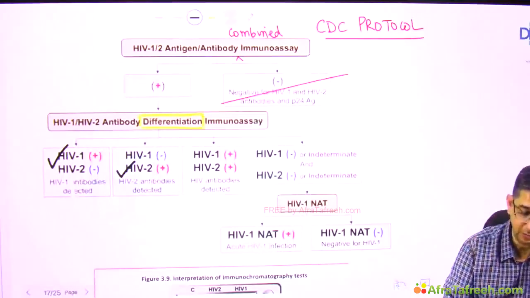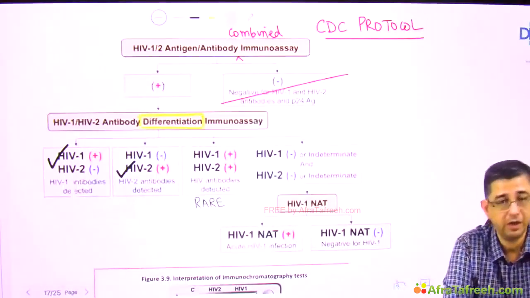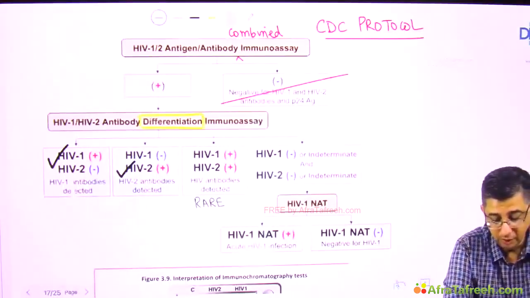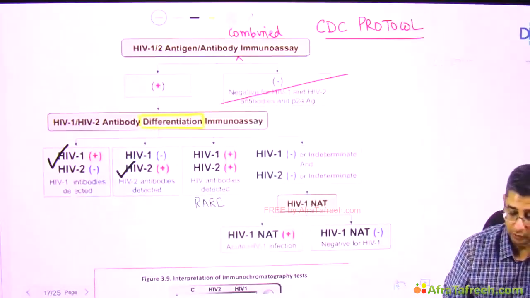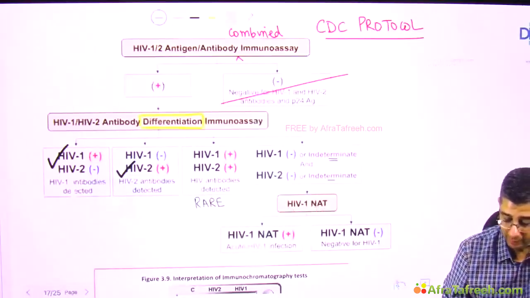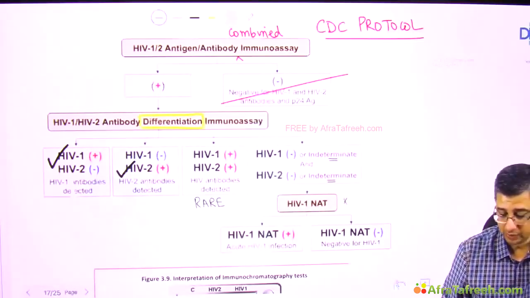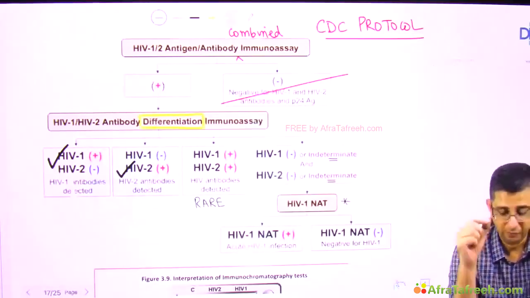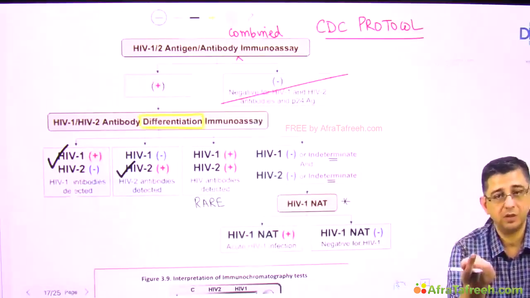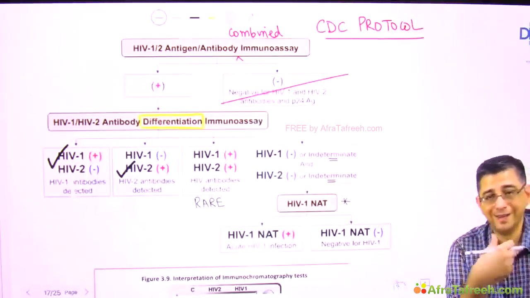Very rarely it is possible that a person could have a co-infection with both HIV-1 and HIV-2. And the most important aspect in this table is that if both the reports are indeterminate, then what are you gonna do? So that's the MCQ statement for you: a person has tested positive for 4th generation EIA, but when the differentiation immunoassay was done, HIV-1, HIV-2 antibodies are coming as indeterminate.